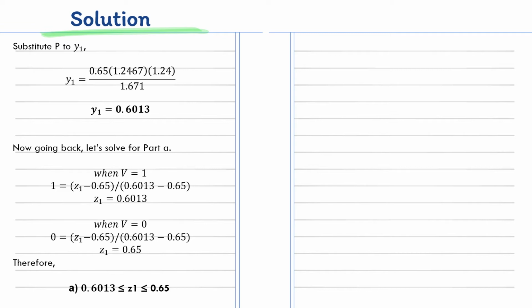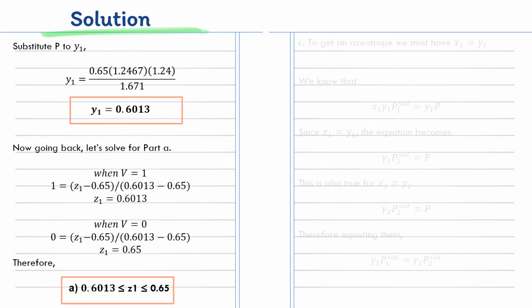Now going back, we could solve for part A. Using our material balance equation, when V equals 1, we get that Z1 is equal to 0.6013. When V equals 0, we get that Z1 is equal to 0.65. Therefore, the range of our Z1 is between 0.6013 and 0.65.